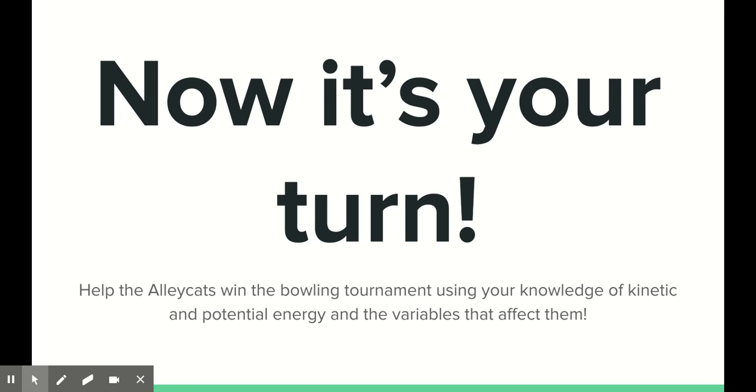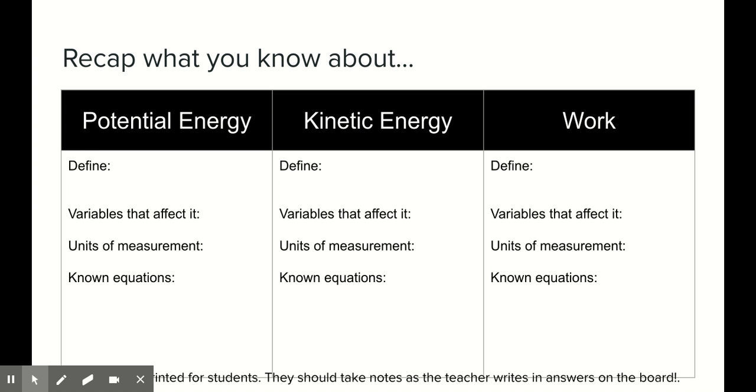So, although this project does not end with a roller coaster, it does end with a problem that is very similar to Mosa Mack's. You are going to help the Alleycats bowling team win a bowling tournament using your knowledge of kinetic and potential energy and the variables that affect them.